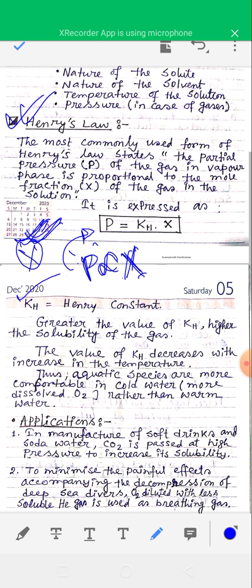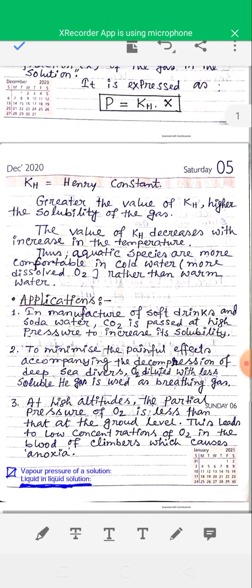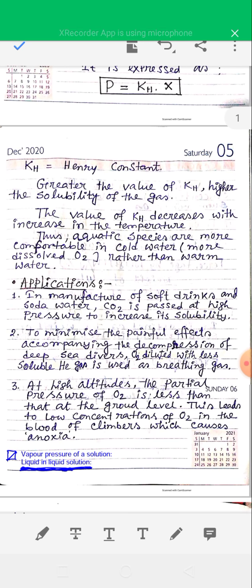Amount of gas dissolved, that is mole fraction of gas, is directly proportional to pressure above the gas. So P proportional to X. Now you can omit the proportionality sign, and you have to use a constant which is kH. kH is a proportionality constant which is known as Henry's constant, and this Henry's constant is different for different gases. So if pressure above the gas is high, then solubility of the gas in the solvent will be high.